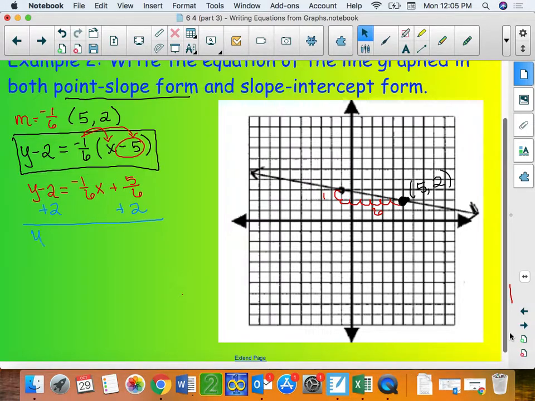Left to right, bring down my y equals negative 1/6x. And then again, you could do this on your calculator. 5/6 plus 2 would be 2 and 5/6 if you wrote it as a mixed number, or as an improper fraction, that would be 17/6. However you write it is fine. And there are my two equations for the second example.